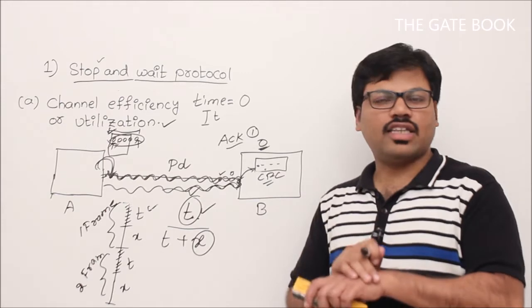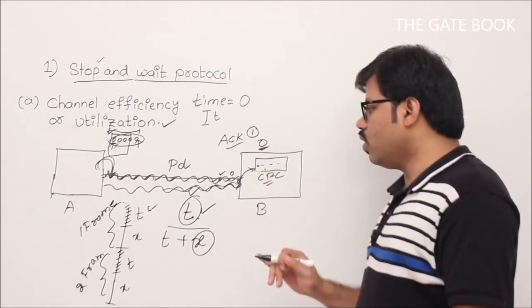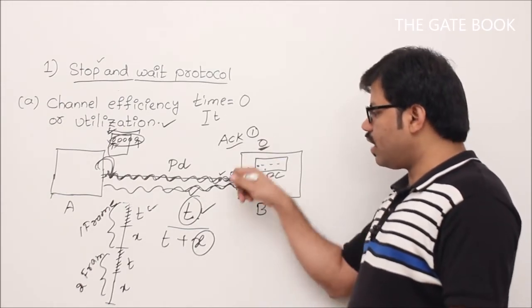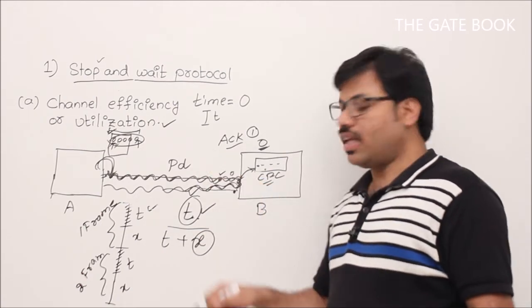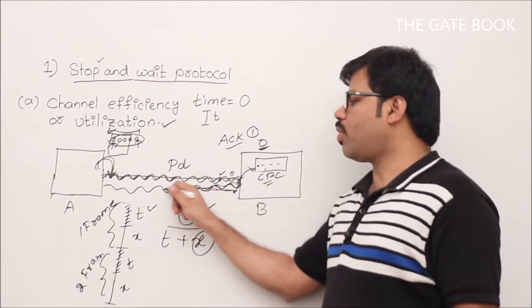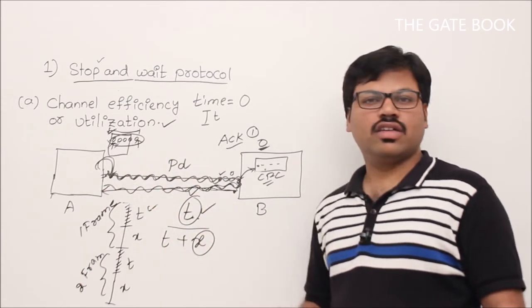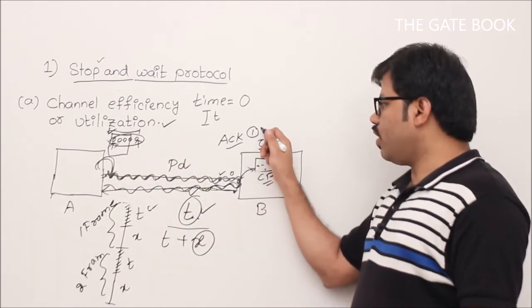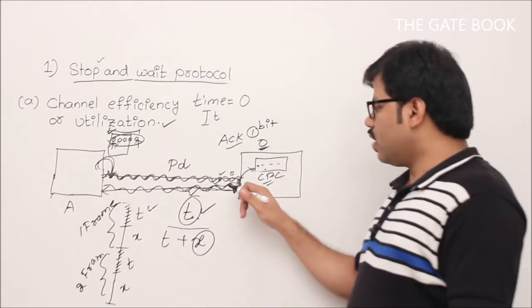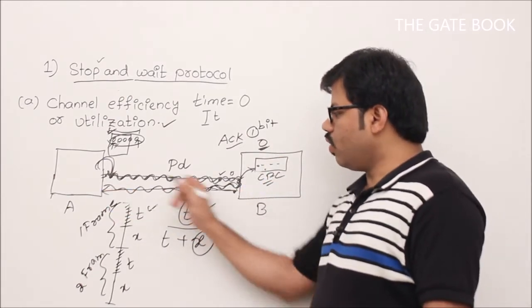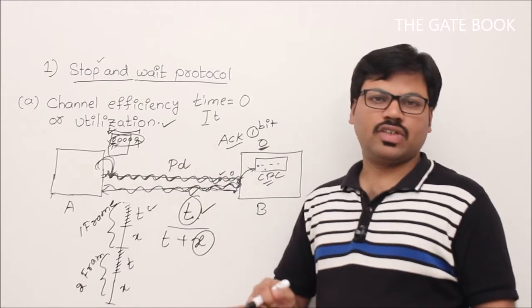Assume that the transmission time of the acknowledgement is 0, then what happens? Immediately the acknowledgement will jump onto the line and start running. Then that acknowledgement will have only propagation delay, isn't it? Because we are assuming only 1 bit for the acknowledgement for simplicity, that 1 bit will see exactly only this propagation delay time, correct?